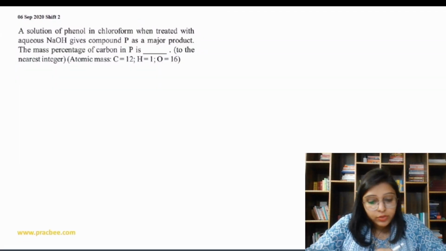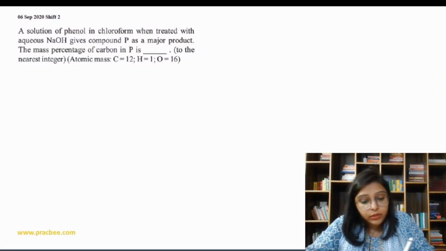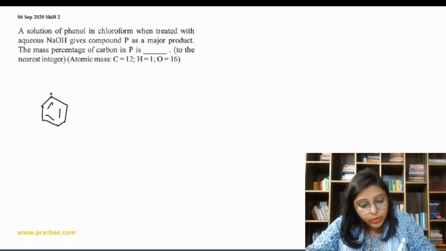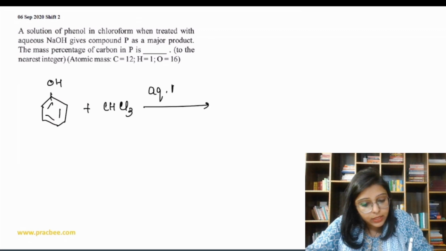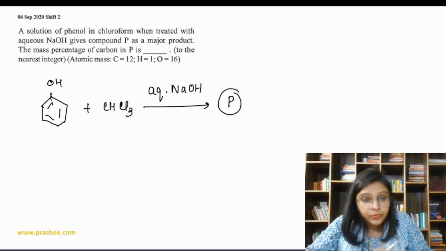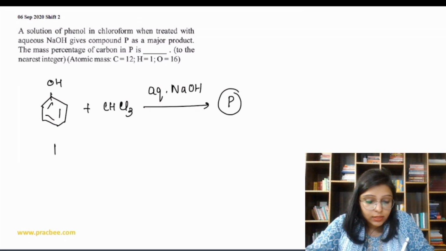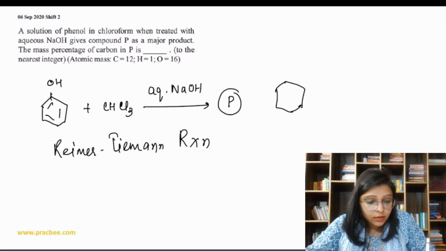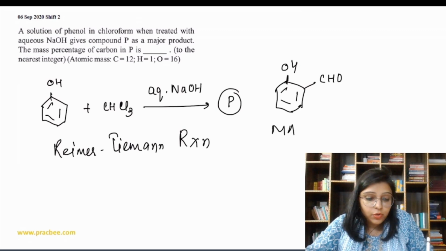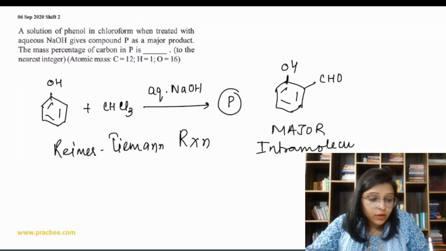Now moving on to the next question. We have a solution of phenol in chloroform. So phenol is OH and chloroform is CHCl3. When treated in the presence of aqueous NaOH, it gives compound P. If you see the reagent, this is the Reimer-Tiemann reaction. So from this we get CHO at the ortho position as the major product. Why is it the major product? Due to intramolecular hydrogen bonding.